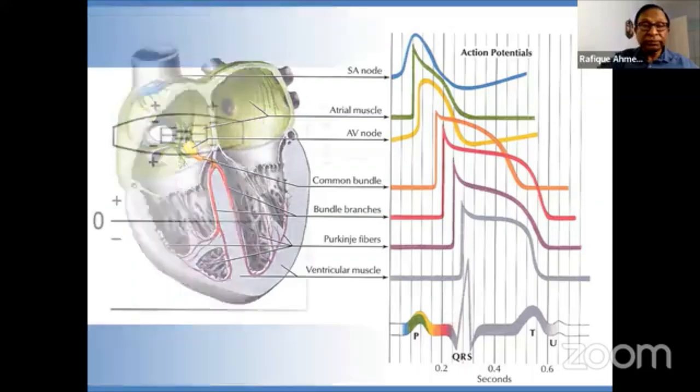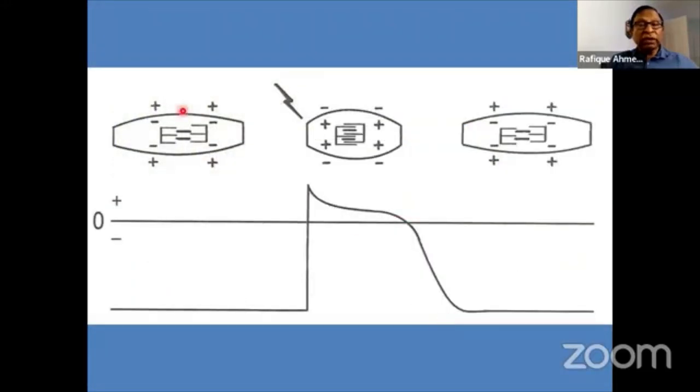So normally the cells are positive outside, negative inside. When it is stimulated and sodium comes in, inside becomes positive, outside becomes negative. And during depolarization, then repolarization, it goes back to the resting state until the next stimulation happens.